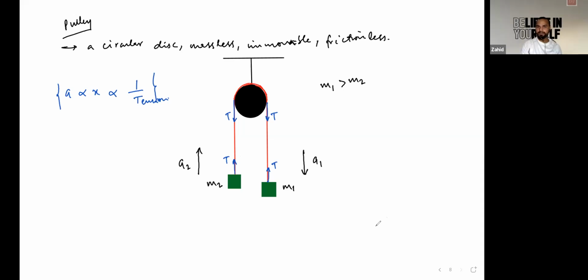Draw tension at each point of contact opposite to it. Since the string is the same at each point, the tension will be the same at each point. Now from here, we have tension for M1 and tension for M2, both are equal. So according to this relation, if tension is the same, then the acceleration of the two blocks must be equal. So A1 should be equal to A2. Now, just remove 1 and 2.